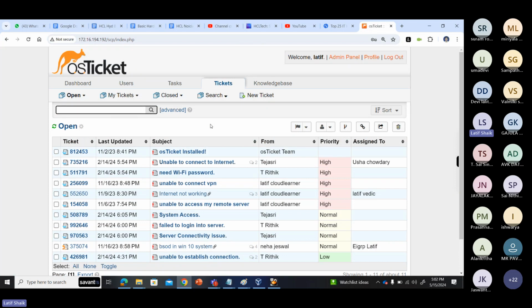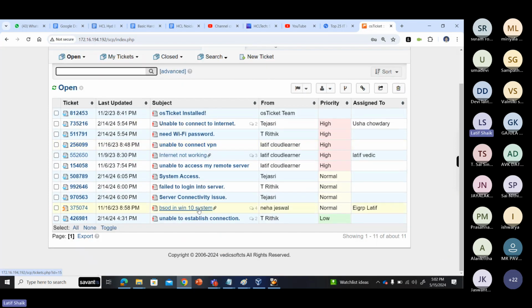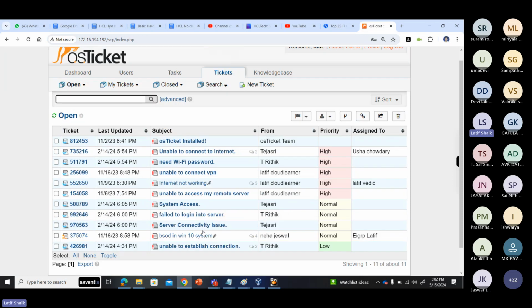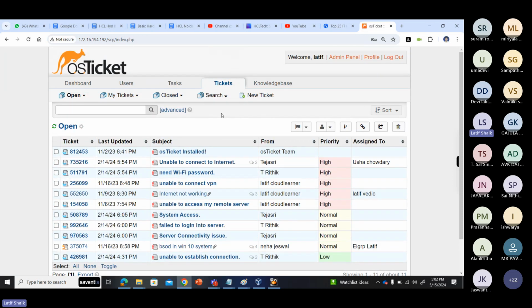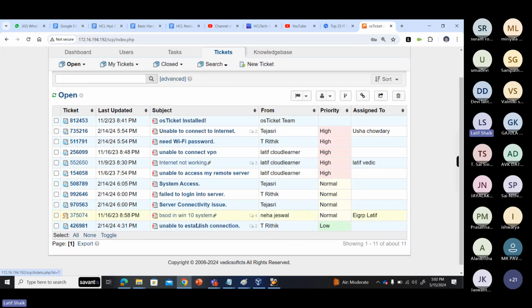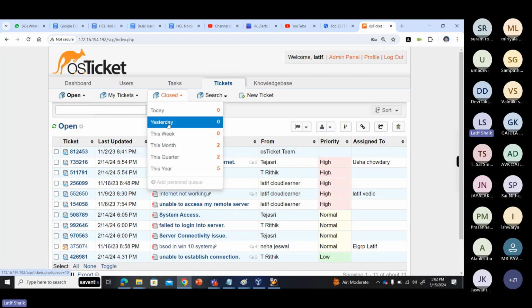So you can see there are tickets. Of course, it differs from organization to organization and software to software. These are the open tickets. This means these tickets are not yet resolved or not yet closed. Okay. So I will show you the closed tickets.